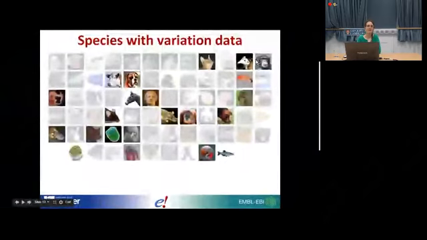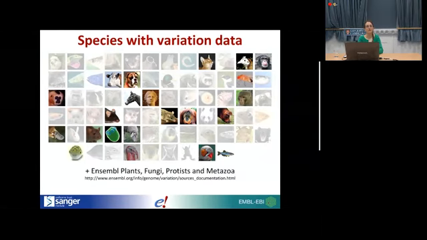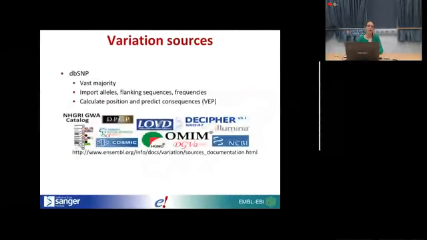And I'd like to talk a bit about variation data. So we have variation data for a number of species, not for everything, because it all depends on what is actually out there and what kind of data people are producing. And also in some of the Ensembl genome species. We get data for our variation from a number of different sources.